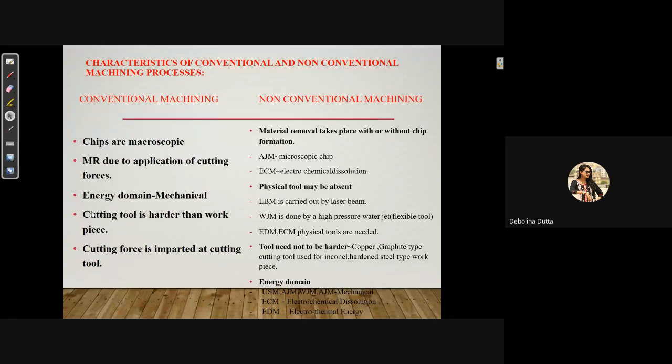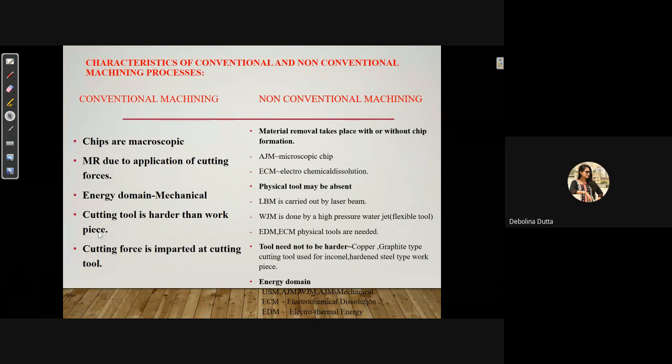Okay, next is the energy domain. Conventional machining's energy domain is strictly the mechanical energy domain, whereas in non-conventional machining processes there are electrochemical dissolution, electrothermal energy, and mechanical energy. So it's a mix of different energy domains.